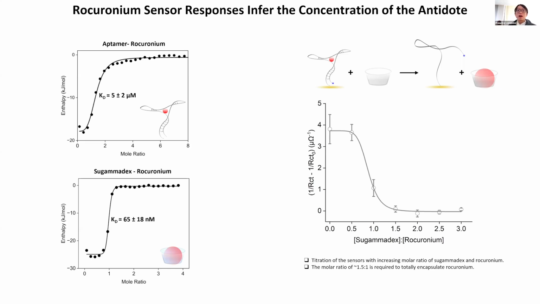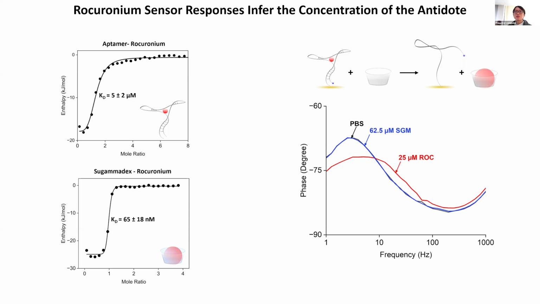The technique we use is very nice because it allows us to track what happens in the electrochemical cell. On this graph, in the absence of target, which is in PBS, the peak is at lower frequency, and in the presence of rocuronium the peak shifts to higher frequency, meaning the electron transfer rate is faster. When we injected the antidote, it encapsulates the target from the binding site, and in that case the peak shifts back to lower frequency.